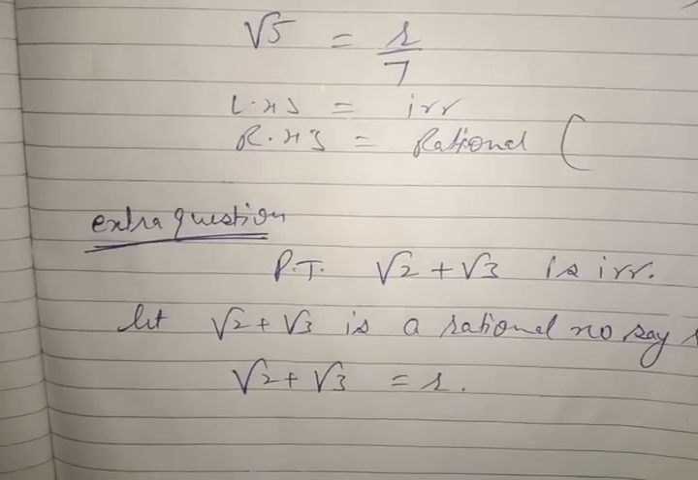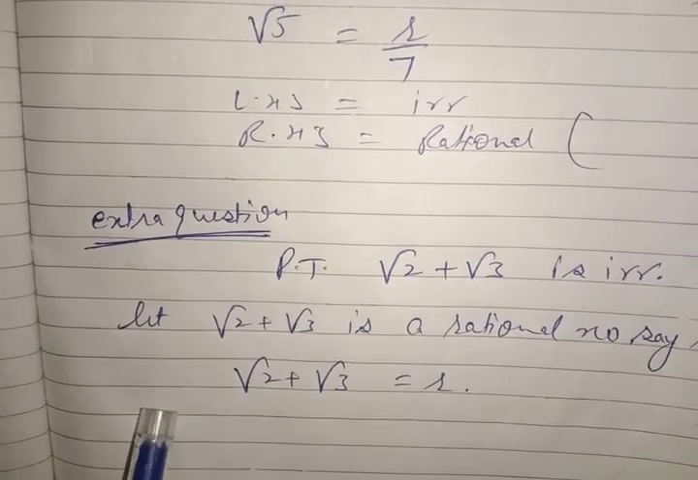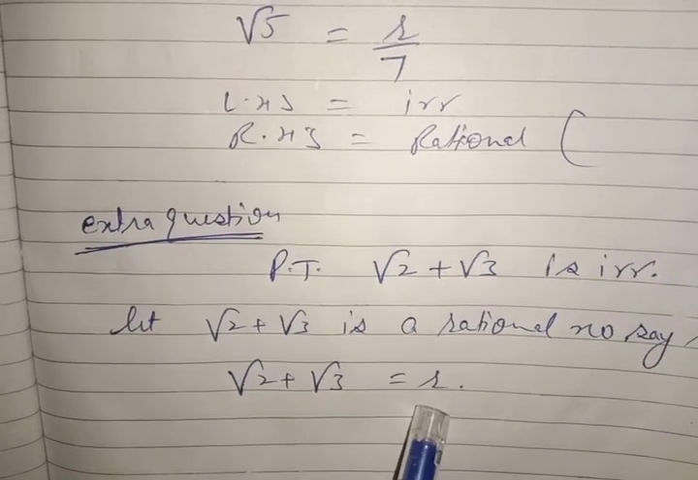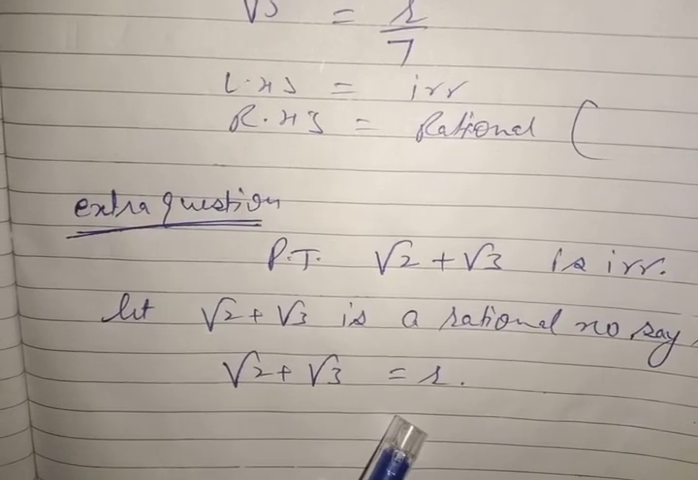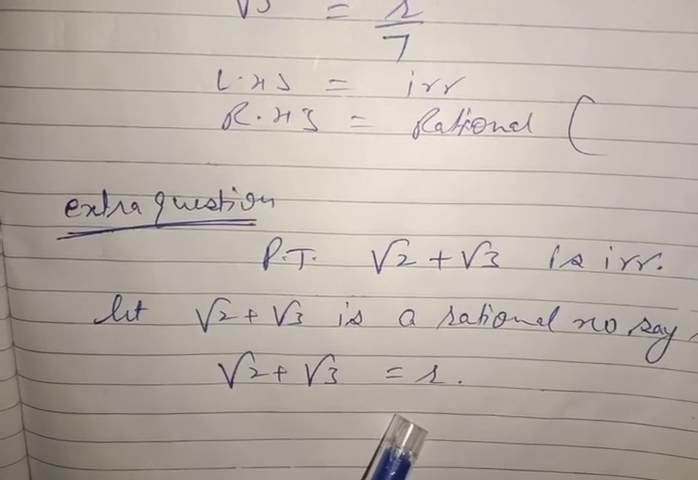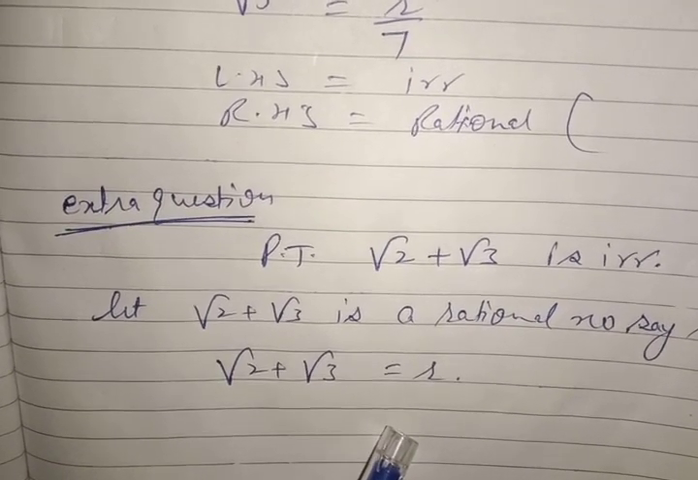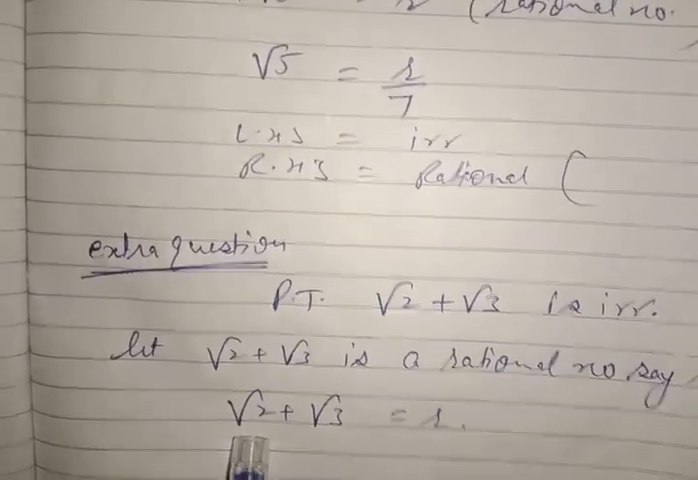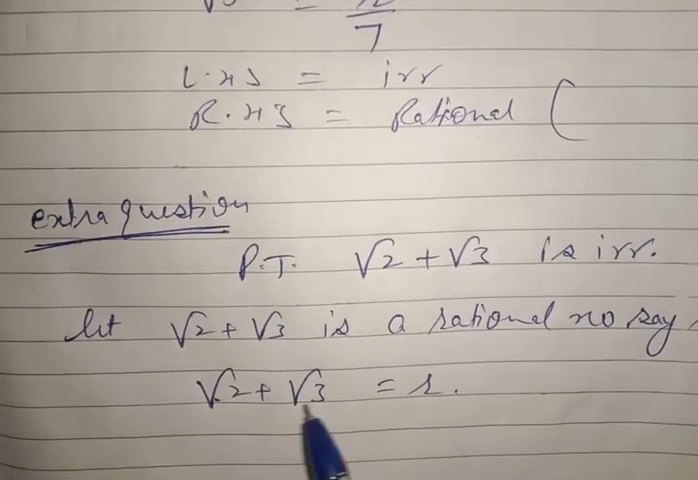You must be thinking that when I did the proof of root 2 is irrational, I took P by Q, but here I am using R. Both the methods are correct. If you take P by Q as given in NCERT examples also, that will be difficult somewhere. You can use that also and you can use this also. You will get full marks in the exam, and this is the easiest method. That's why I am telling you. So root 2 plus root 3 is R.